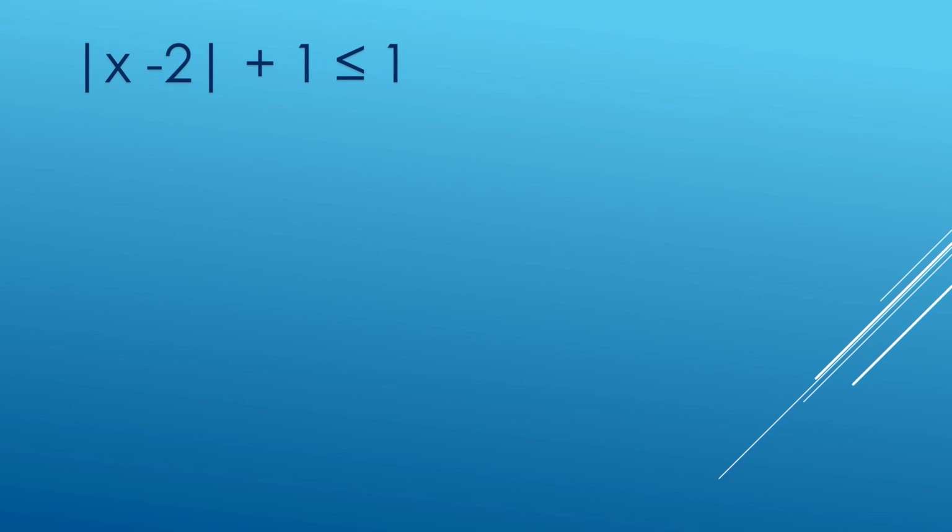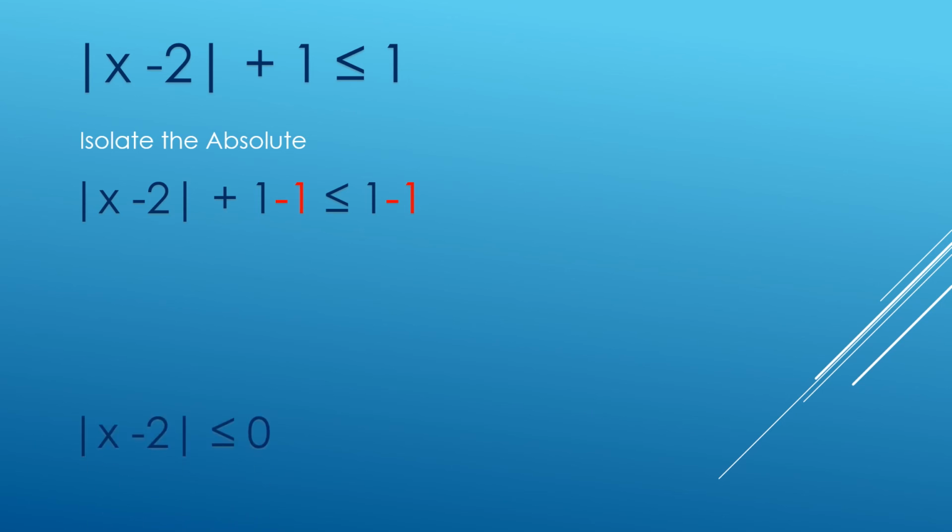Alright, let's look at another example. The absolute value of x minus 2 plus 1 is less than or equal to 1. First, we need to isolate the absolute value. So we're going to subtract 1 from both sides. That's going to leave us with the absolute value of x minus 2 is less than or equal to 0.